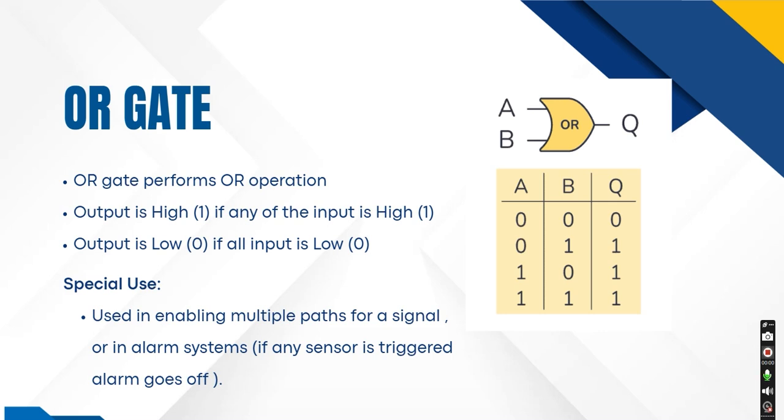Remember, the best example we came up with is an alarm system. That is, if any of the triggers goes on, the alarm system is going to go off. That is one of the basic uses of the OR gate. So let's look at another gate. Let's look at the NOT gate.